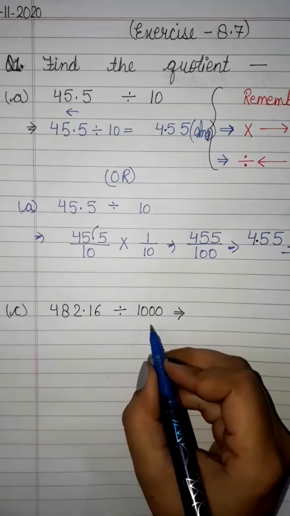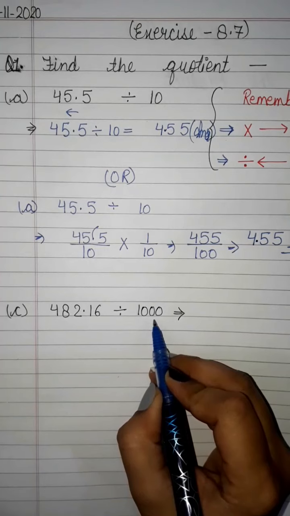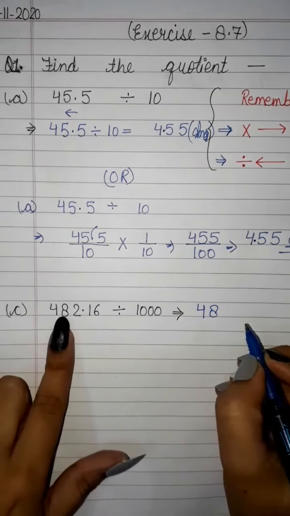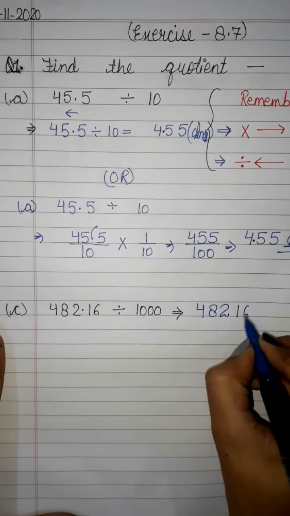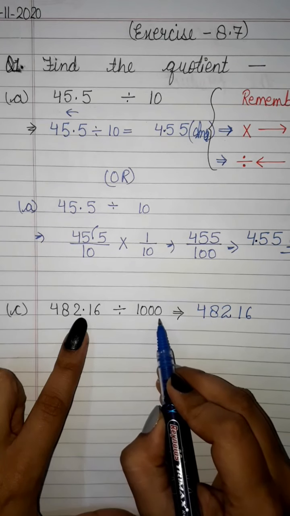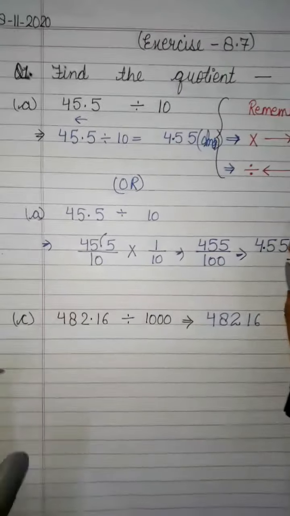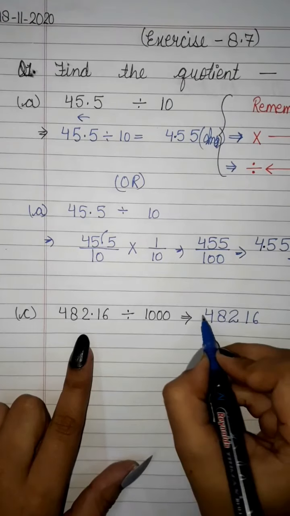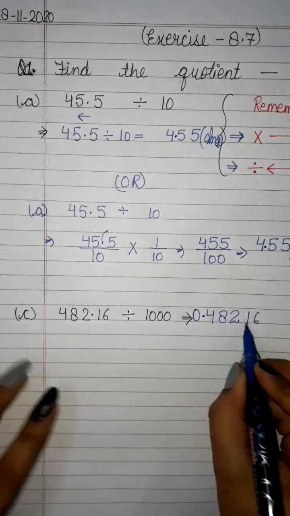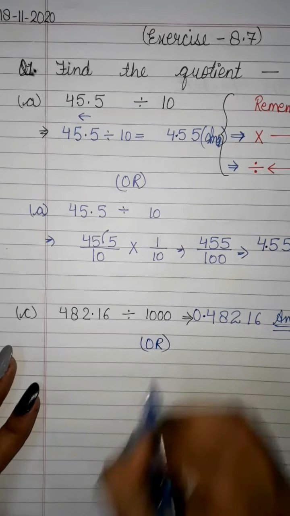Now children, see this C part. 482.16 divided by 1000. So how can we do it directly? Just write the dividend number without decimal. See, where is the decimal? Behind 2. How many zeros are there? 3. So it will take 3 jumps in the left direction. So 1, 2, 3. So this is the answer: 0.48216.